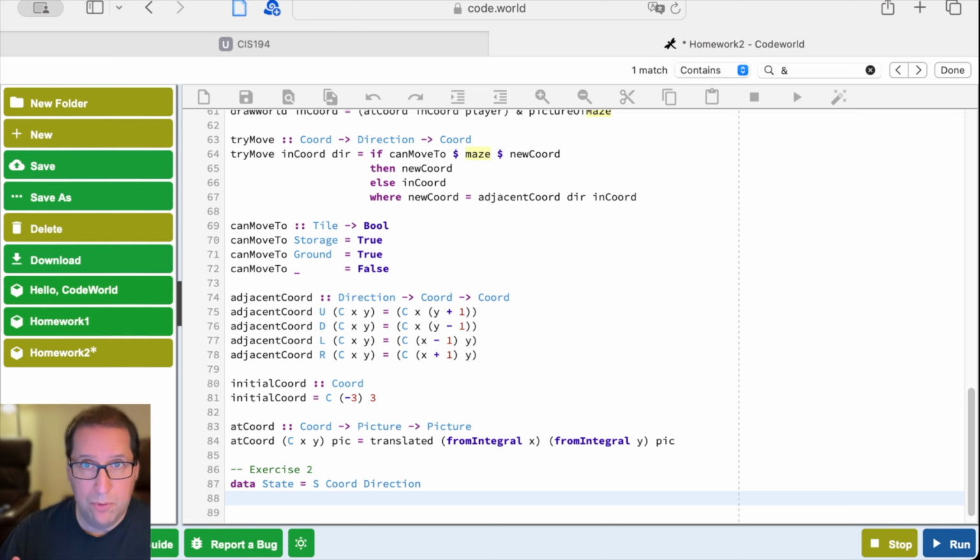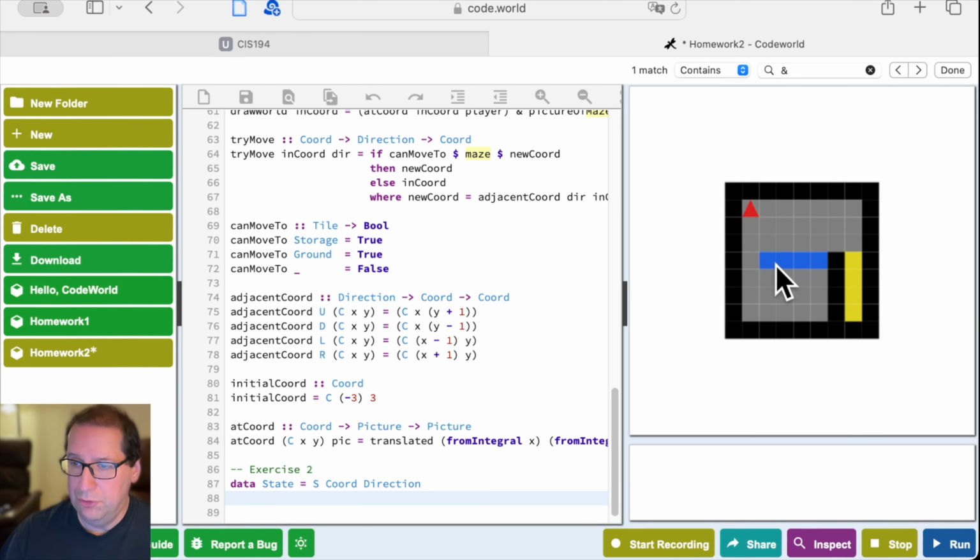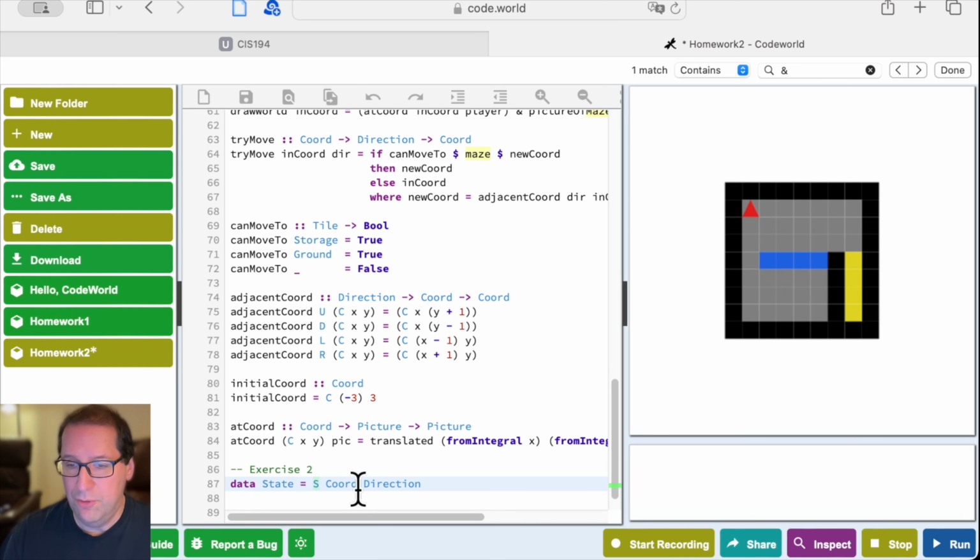We may need to add more things. Certainly, once we start moving around these boulders, I know they don't look like boulders, these blue squares, once our game needs to keep track of where those are going, we can be certain that this state is going to expand yet again. But we're not being tasked with that yet. So let's just do this coordinate direction state.